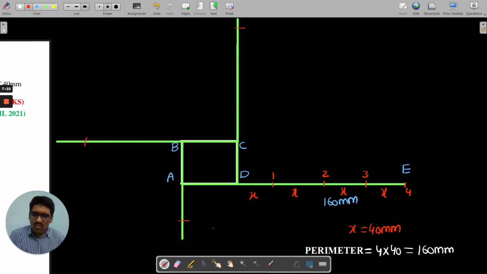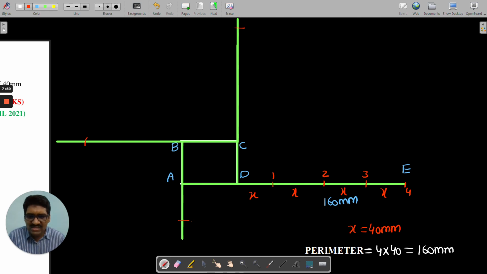So now D4 as radius, D as center. Cut this line. What will you get? Point E you will get. Again I am repeating for all of you. D1 as radius, A as center, cut this line. D2 as radius, B as center, cut this line. D3 as radius, C as center, cut this line. D4 as radius and D as center, cut the same line. You get E only.